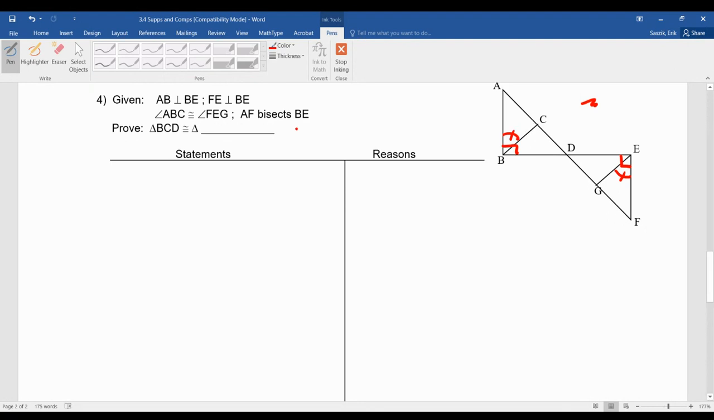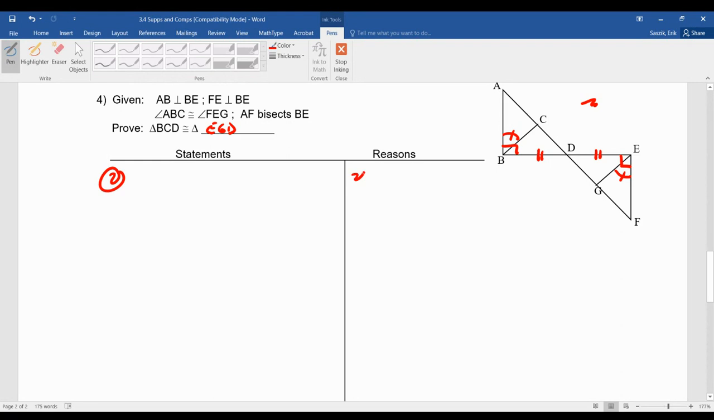Oh, now look, it also says that AF bisects BE. So that means this is going to be congruent to that. All right, we got a lot to do here. Now, BCD, we have to prove that BCD is congruent to what triangle? Well, that's going to be over here. Make sure you match it up correctly. BEGD.